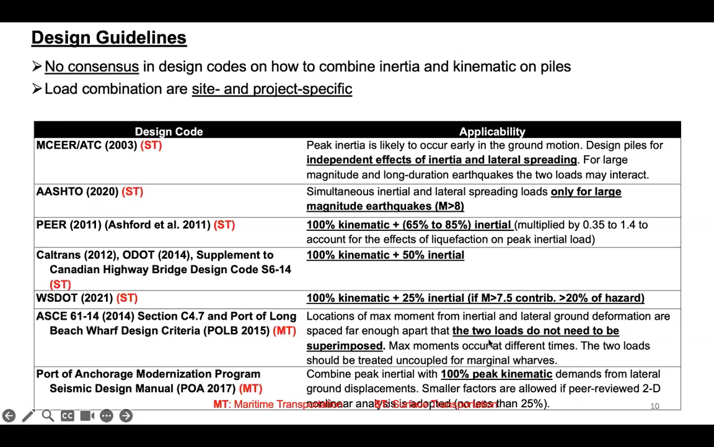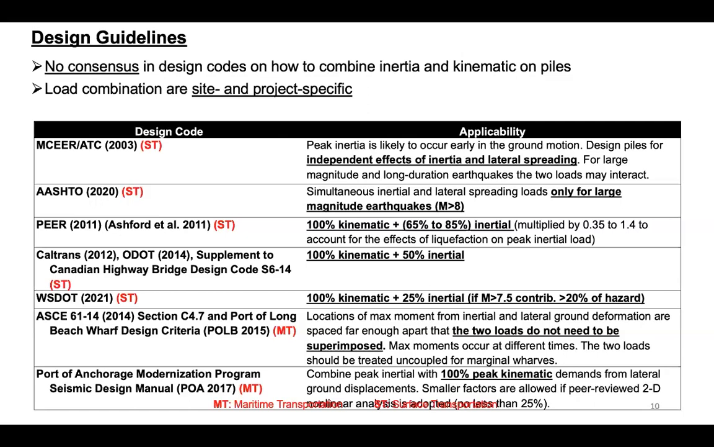Same recommendation is adopted in Port of Long Beach design criteria. Port of Anchorage, on the other hand, suggests combining full peak inertia with full kinematic load, although they do mention that you can use smaller factors if you adopt peer-reviewed 2D nonlinear dynamic analysis, which I'll talk about in a little bit too.